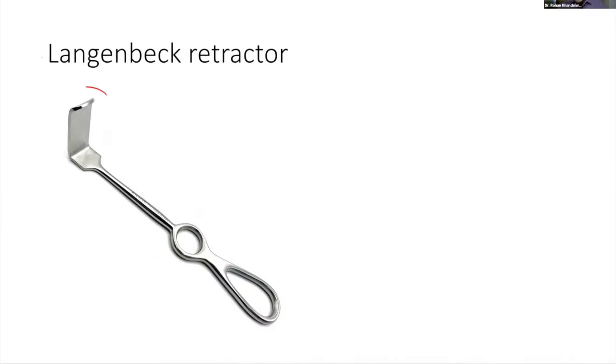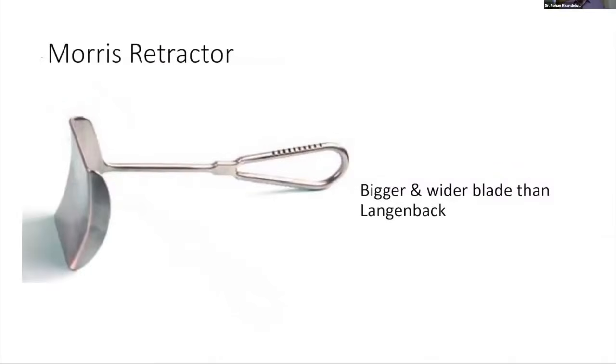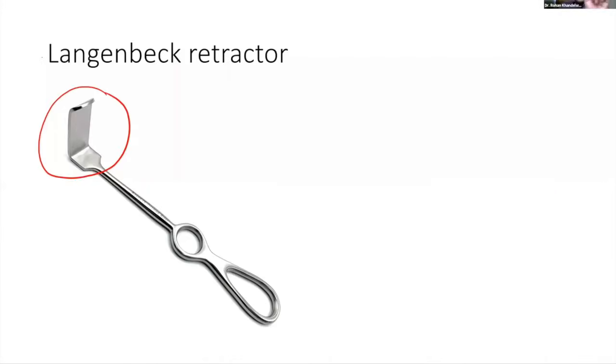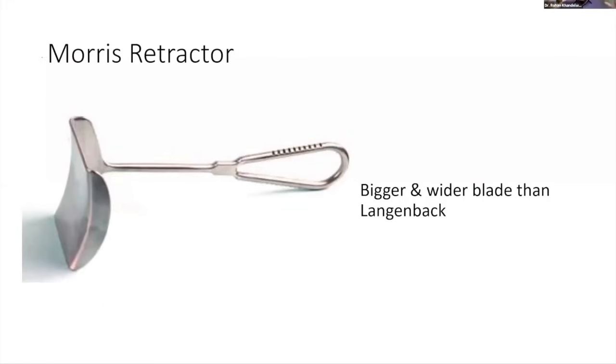Langenbeck is just one solid blade at right angles for retraction. This can be used for open cholecystectomy. Langenbeck retractor can be used for open cholecystectomy. Morris retractor, you can see Langenbeck, I'll show you again. Langenbeck had a narrower blade. Morris has a wider and bigger blade. Again, it can be used for abdominal surgeries. I use it for mastectomies. When I'm doing an MRM, we use a Morris retractor there as well.